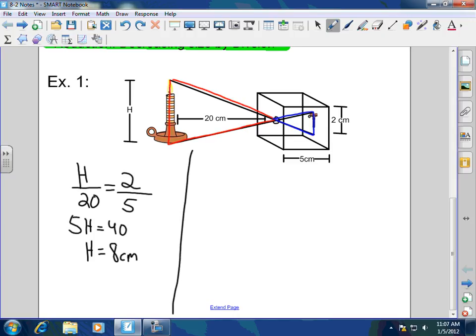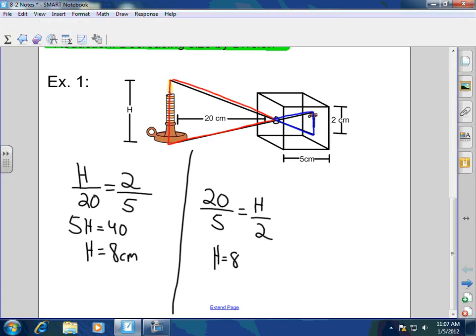Now you could also do it another way. There are different ways to do this. You could start with the distance from the candle to the pinhole of the large triangle, which is 20, related to the corresponding distance from the pinhole to the smaller candle. And you set that equal to the height of the large triangle to the height of the small triangle. Cross multiply, h will also equal 8.